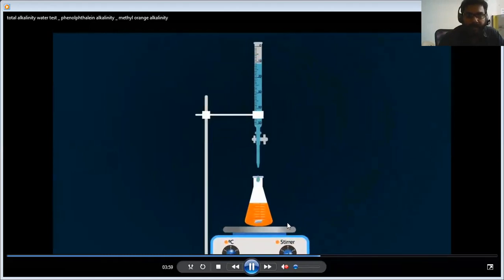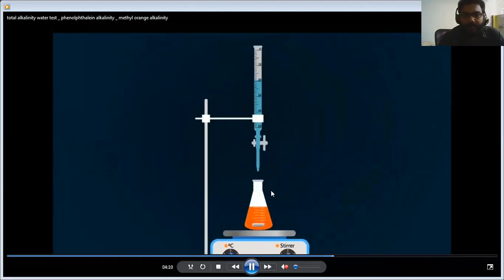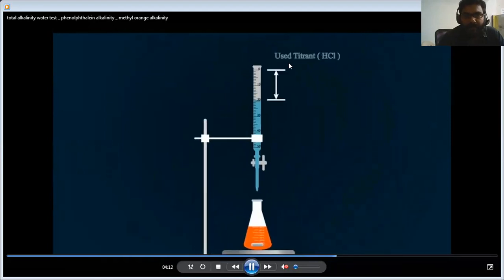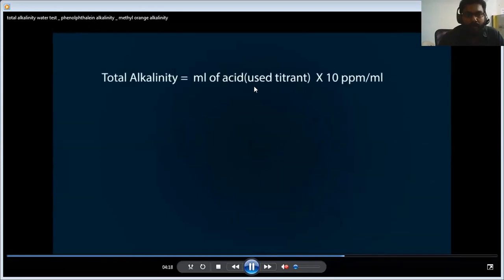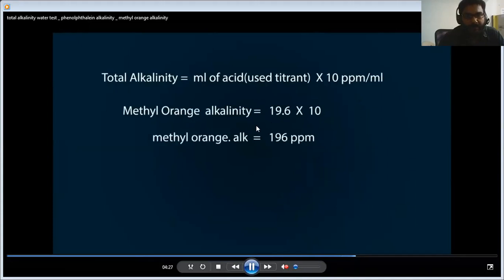Adding, stirring. Acid is added up to 19.5. Mark 19 point something; the color is the same. The titrant HCl used is 19.6 ml. Now total alkalinity: the mole used is 19.6 into 10 ppm per mole. Methyl orange alkalinity equals 196 ppm. That is 196 ppm.